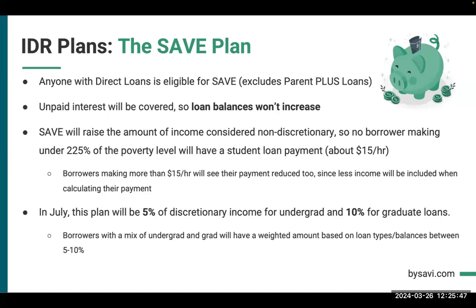Another thing that is going into effect come July on this plan, July of this year, is that they're going to reduce the percentage of discretionary income to 5% for undergrad loans and 10% for graduate loans. So borrowers with a mix of undergrad and grad will have a weighted amount based on the loan types and balances. So it'll come out somewhere between 5 and 10%. So that's sort of an overview on the SAVE plan.